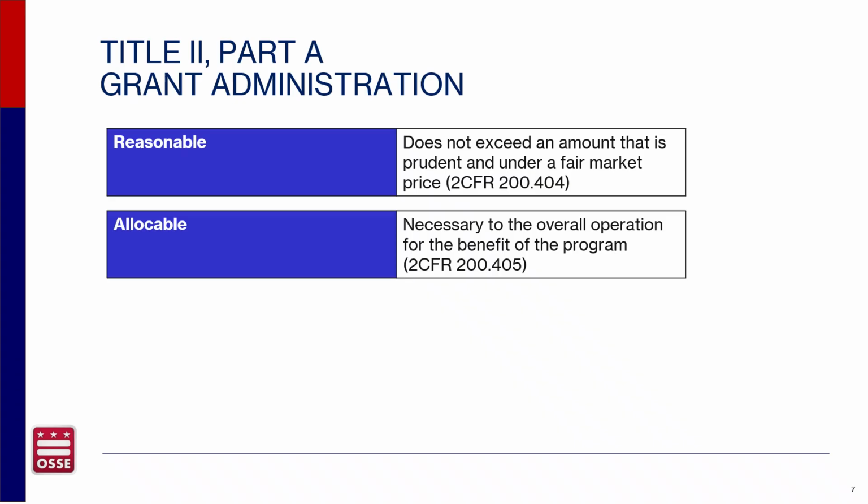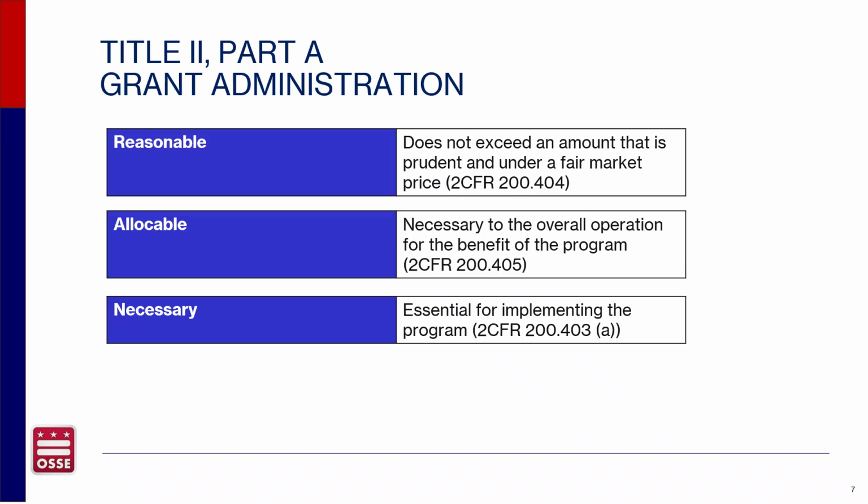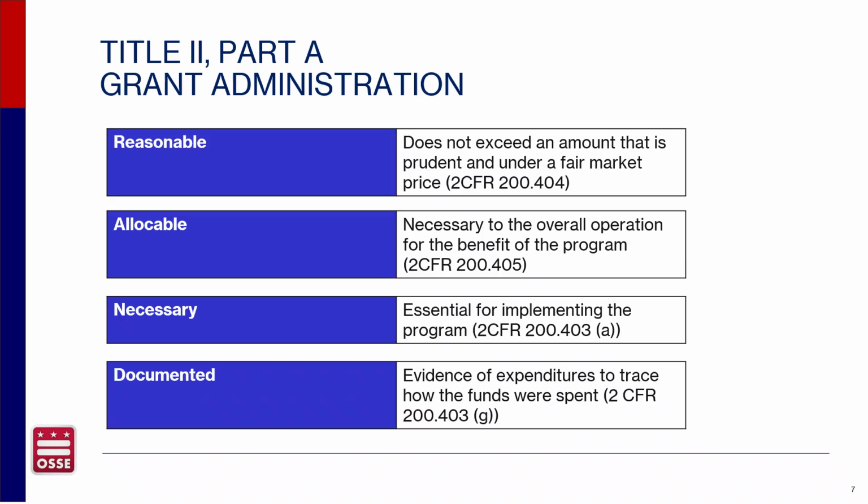The next question is if the activity is allocable. This means if the activity is necessary to the overall operation for the benefit of the program. The next question is if the activity is necessary, meaning if the activity is essential for implementing the program. The final consideration is to keep all activities documented to ensure that evidence of expenditures can trace how the funds were spent.